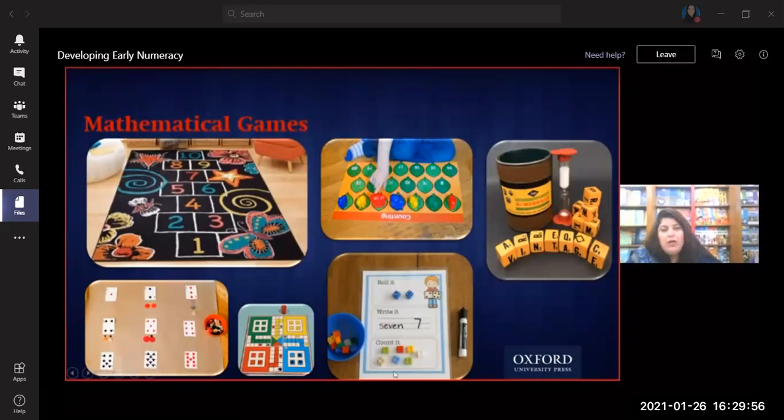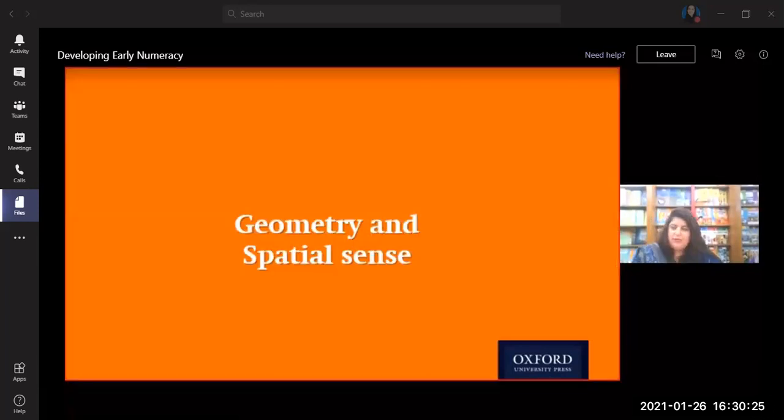So gradually, when they are familiar with the numbers, we will be actually introducing them with the idea of putting the numbers together and adding them, or subtracting them, or multiplying them, or dividing them. So games like board games, hopscotch, dice games are all fun activities that you can have in your classrooms, and you can actually enjoy playing these games with the children.